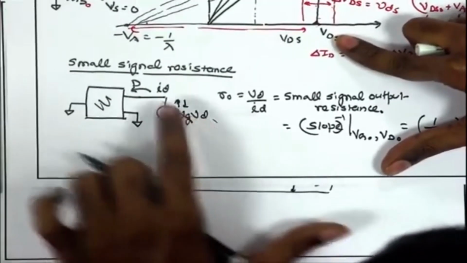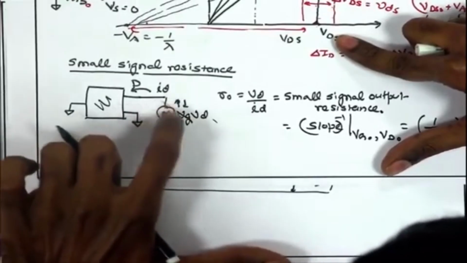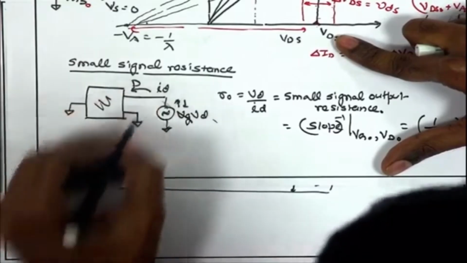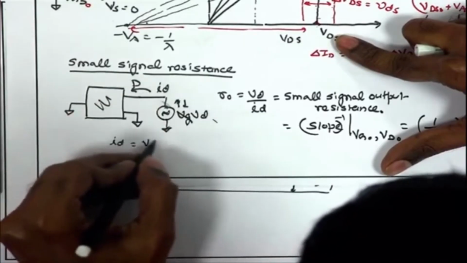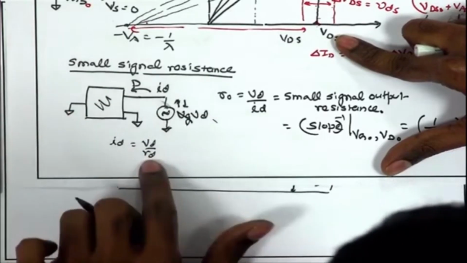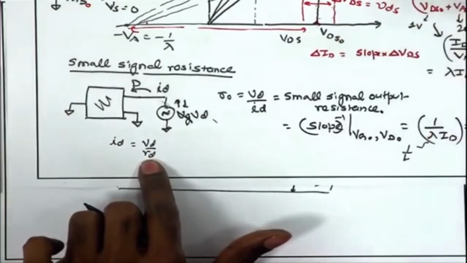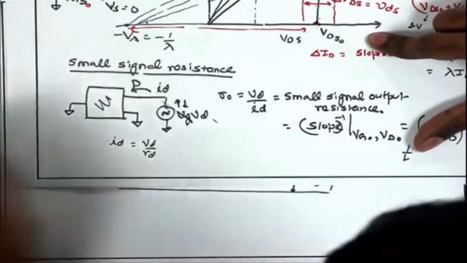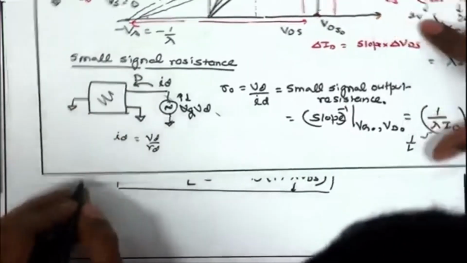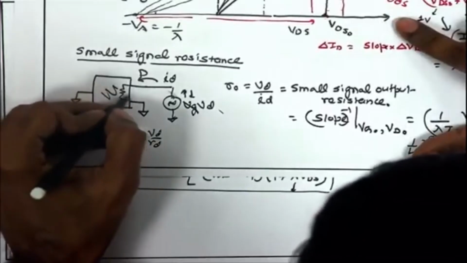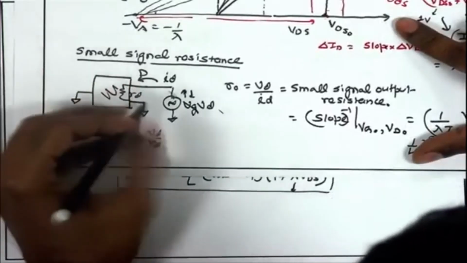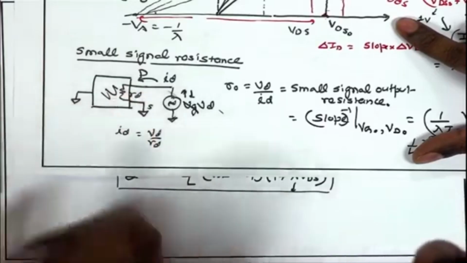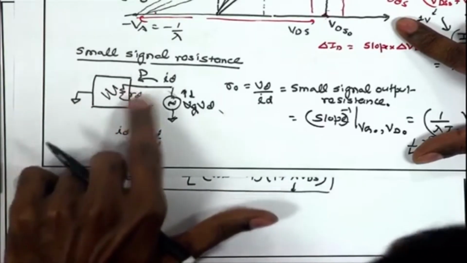So, we have said that if you are having a small signal Vd, you get a small signal current Id, which is equal to Vd upon Rd. So, I can say Id is going to be Vd upon Rd, where Rd is the small signal resistance that we have just defined. Therefore, we can represent this Rd as a small signal resistance appearing between the drain and the source terminal.